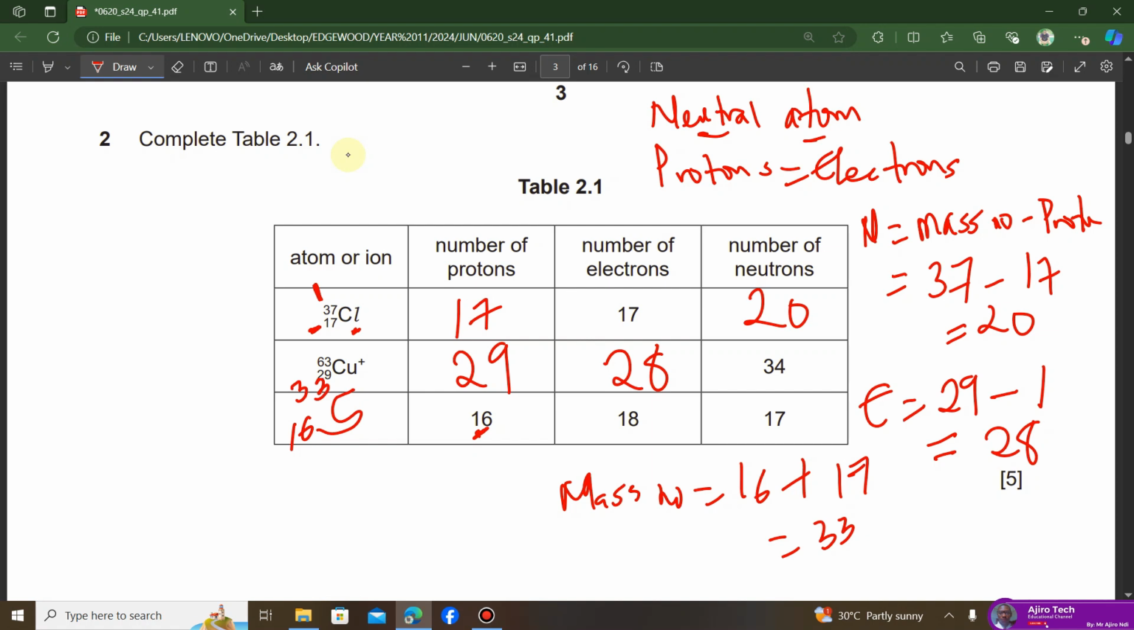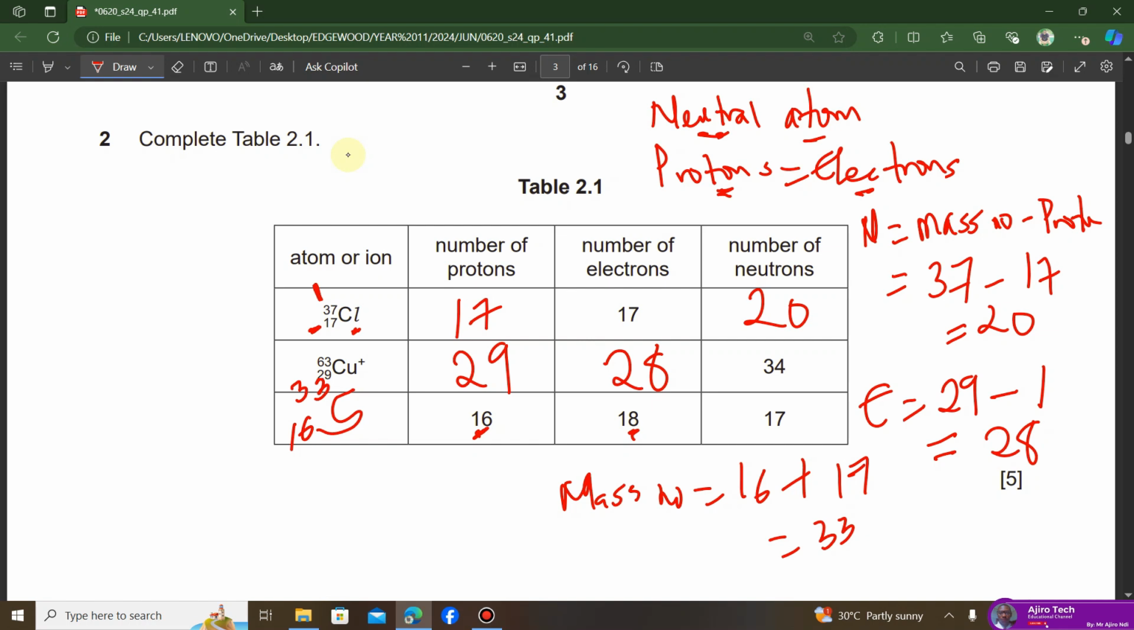Okay, so after doing that, the next thing is to look at what we said earlier, that the number of protons should be equal to the number of electrons if it were a neutral atom. But in this case, the number of protons is not equal to the number of electrons. That means it is not a neutral atom. So we see that the number of electrons is 18 and the number of protons is 16.